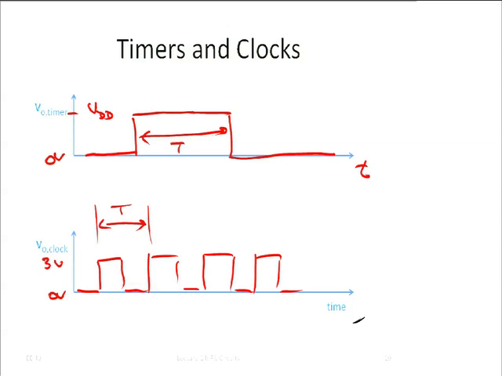So if this T was equal, for example, to 1 nanosecond, then this clock has a frequency that is equal to 1 over T, right? That would be the clock frequency. For 1 nanosecond, that would be 1 gigahertz. Okay? So these are what timers and clocks are. Okay? So now we have to build them.